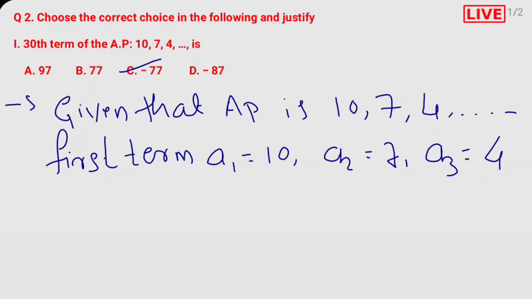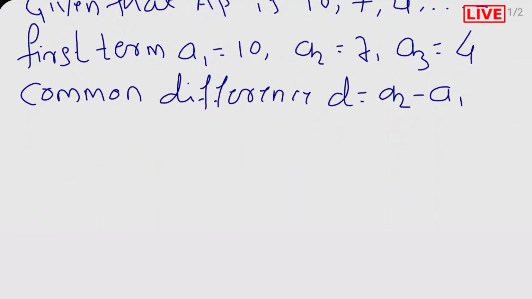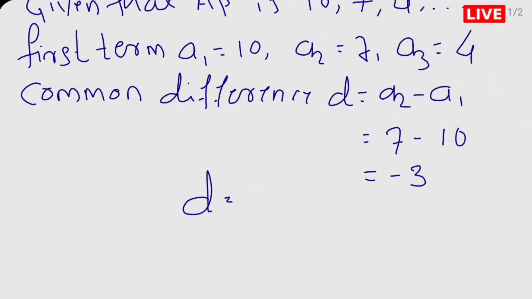So here we want to find the common difference D. D is A2 minus A1. We know the values of A2 and A1, so substitute: A2 is 7 minus A1 which is 10. So here we got minus 3. So D is minus 3.